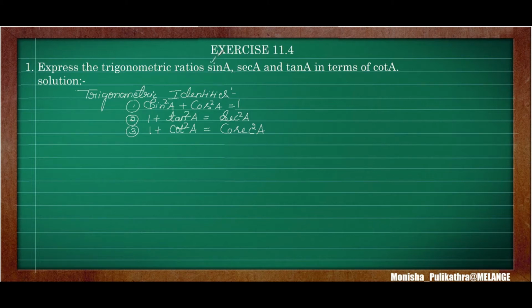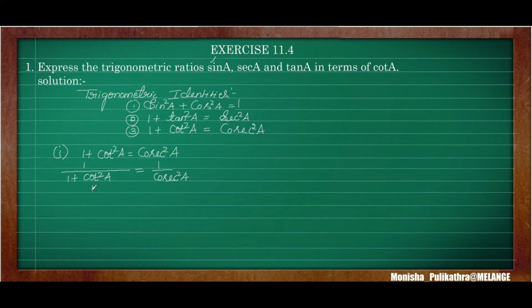First we need to find the value for sin A. We know that sin A is the reciprocal of cosecant A, so we need to take this formula: 1 plus cot square A is equal to cosecant square A. Next, we can take the reciprocal on both sides. So 1 by 1 plus cot square A is equal to 1 by cosecant square A.